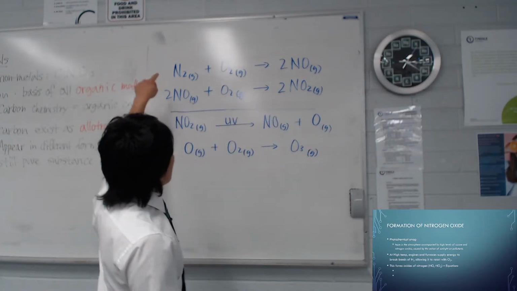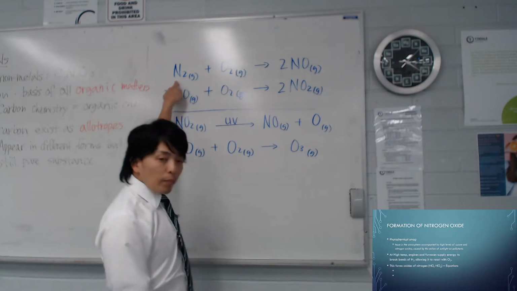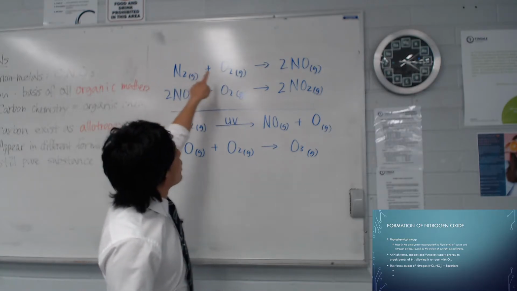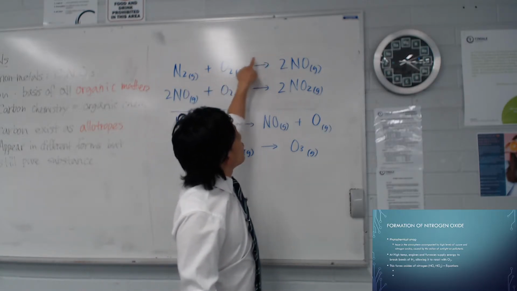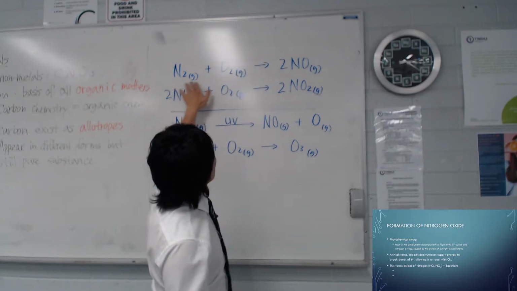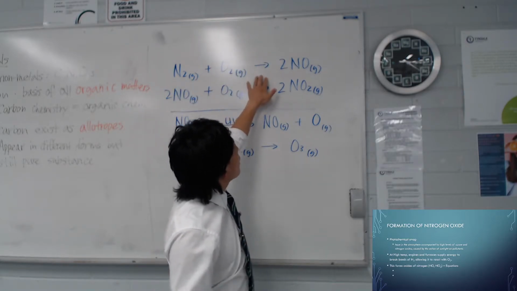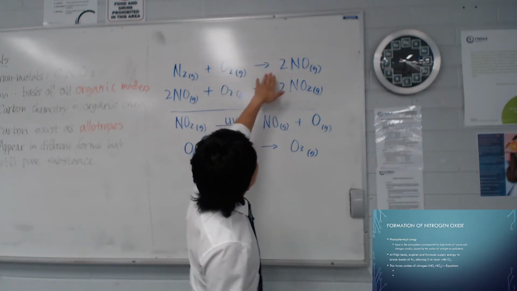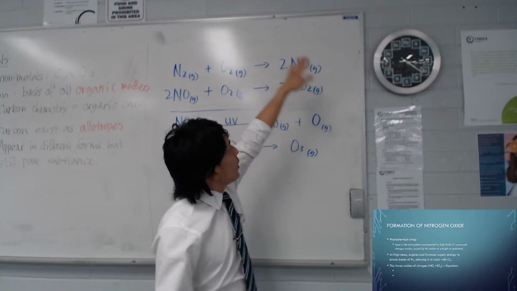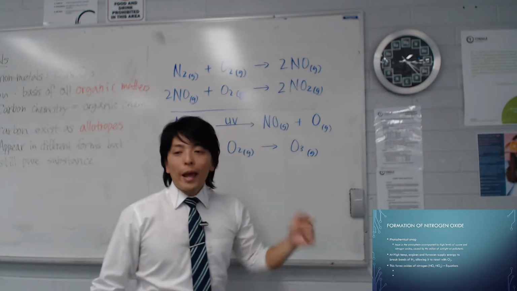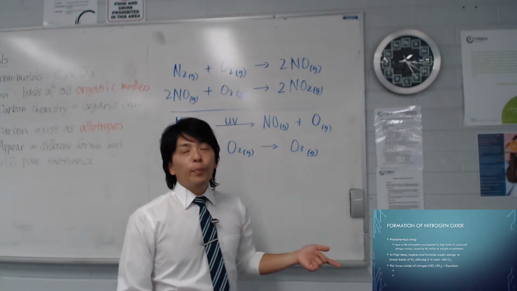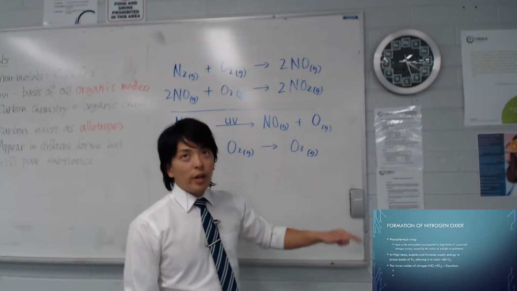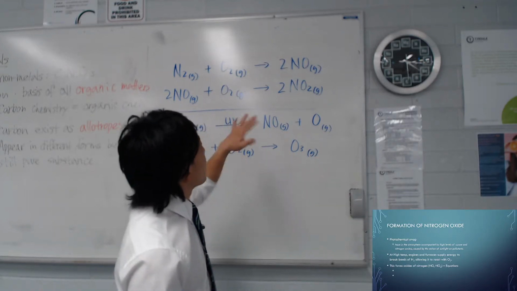So that's the first equation, first stage. Nitrogen gas and oxygen, with a lot of heat, which is not written here, but a lot of heat is required. Could be lightning, but in car engines, where we are working in as a context, which makes two molecules of NO. Nitric oxide, I believe. Nitric oxide is NO.